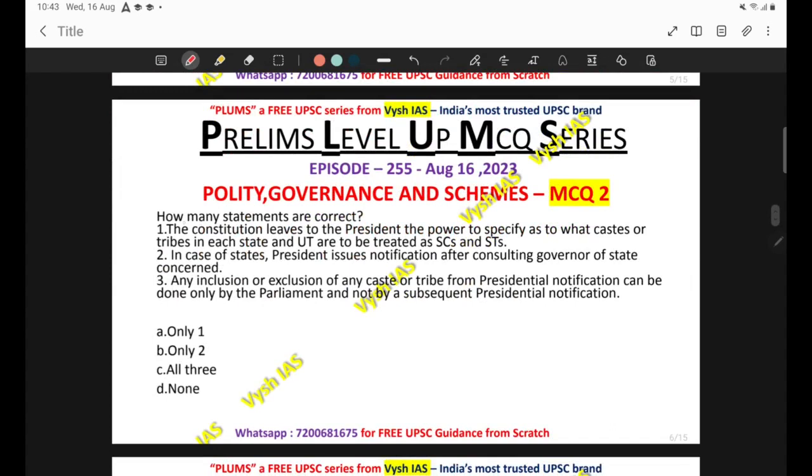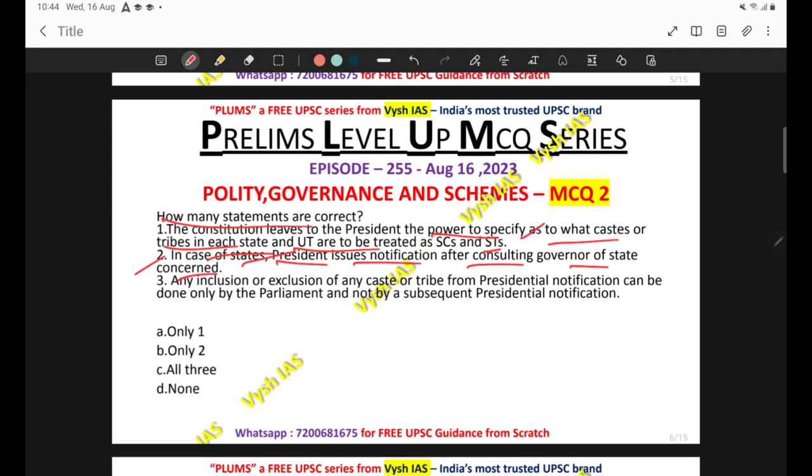Now come to the next statement. How many statements are correct? The Constitution leaves to the President the power to specify what castes or tribes in each state and UT are to be treated as SC and ST. Very standard fact, correct statement. In case of states, the President issues notification after consulting the Governor of the state concerned. Yes, it's also a standard fact.